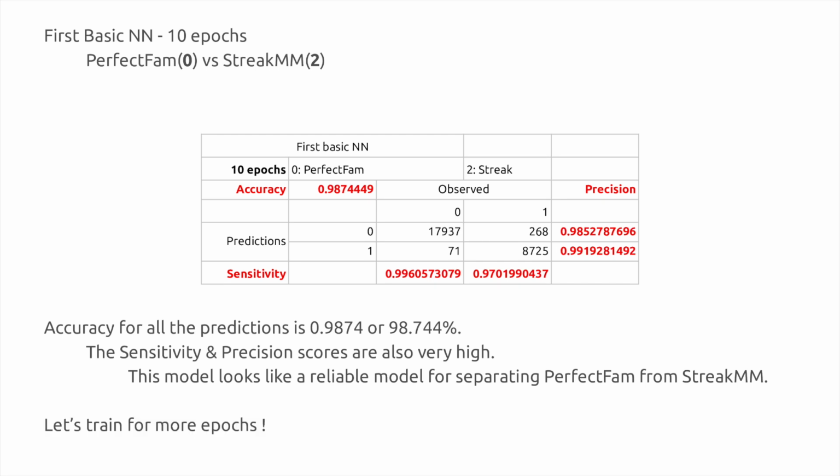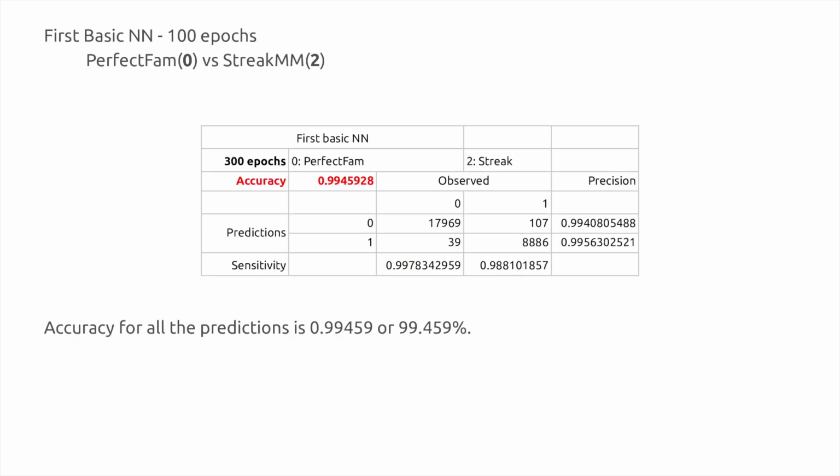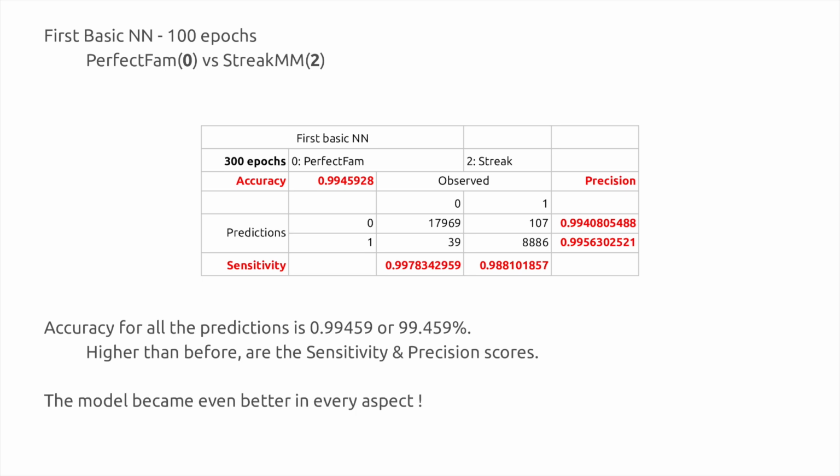Let's train for more epochs. Accuracy for all the predictions is 0.99459 or 99.459%. Higher than before are the sensitivity and precision scores. The model became even better in every aspect.